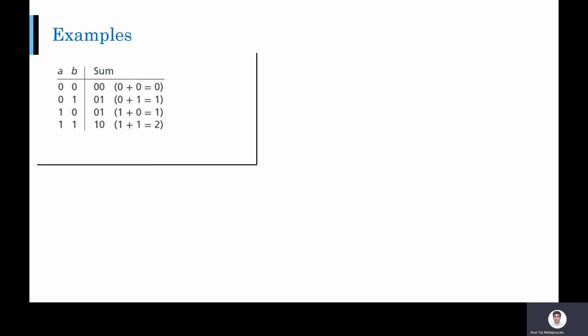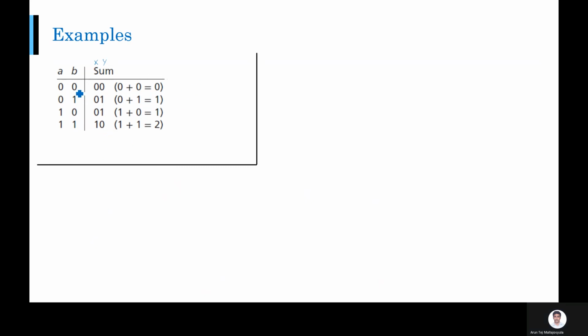Sum of 2 binary numbers. If the numbers are a and b, these are the 4 possible combinations. So the sum will be 0 plus 0 is 0, 0. I'm using 2 variables for the sum. Let them be x and y, so each digit will be represented by this variable. 0 plus 0 is 0, so I'm writing 0, 0. 0 plus 1 is 1, 0, 1. 1 plus 0 is also 1, 0, 1. 1 plus 1 is 1, 0, 1, 0.